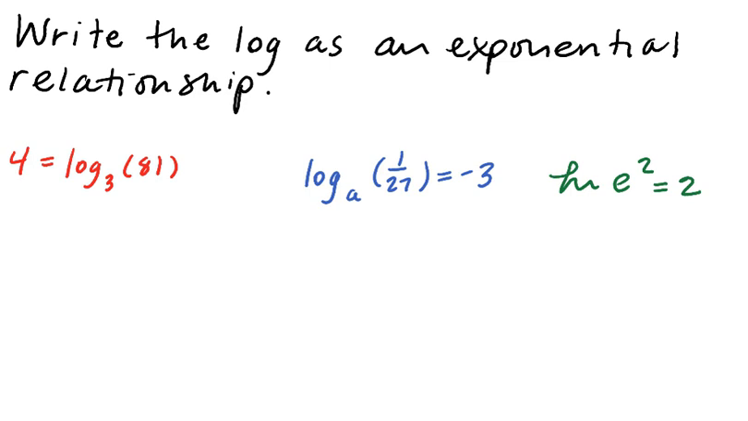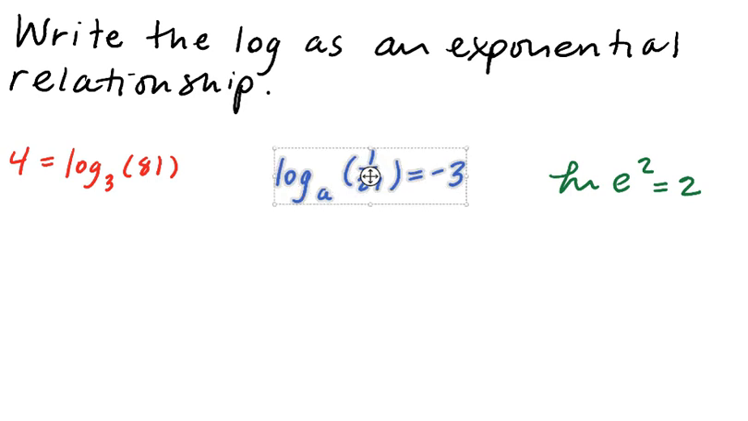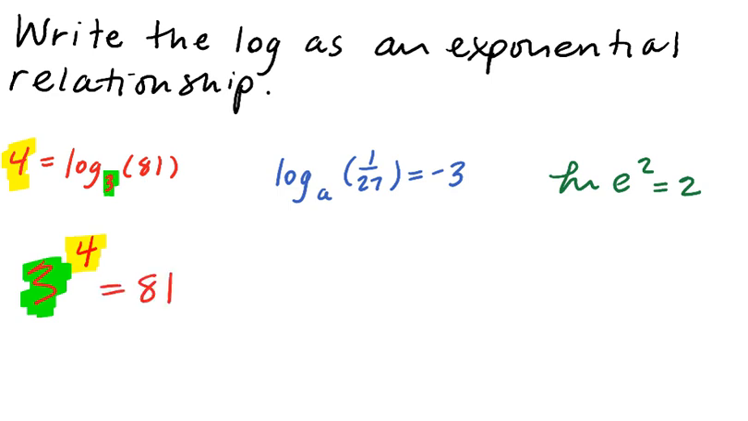Okay, the next type of thing they can ask you to do is write the log as an exponential relationship. The log equation, make it an exponential relationship. So I could use a little more room on the right side, so let's scoot that over a little bit. All right, starting with the base of the log is the base of the exponential relationship. So that's going to be 3. And the log itself is the exponent. So that'll be 3 to the 4. And the argument is the answer. And that's true. We know that 3 to the 4 is 81.